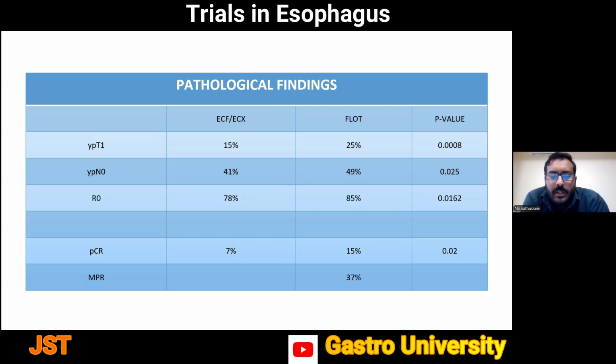Pathological complete response was achieved in 7% in the ECF group and 15% in the FLOT group, which was twice as much. And major pathological response in the FLOT group was 37%. That means of all resected specimens, less than 10% of tumor was found in 37% of these patients.